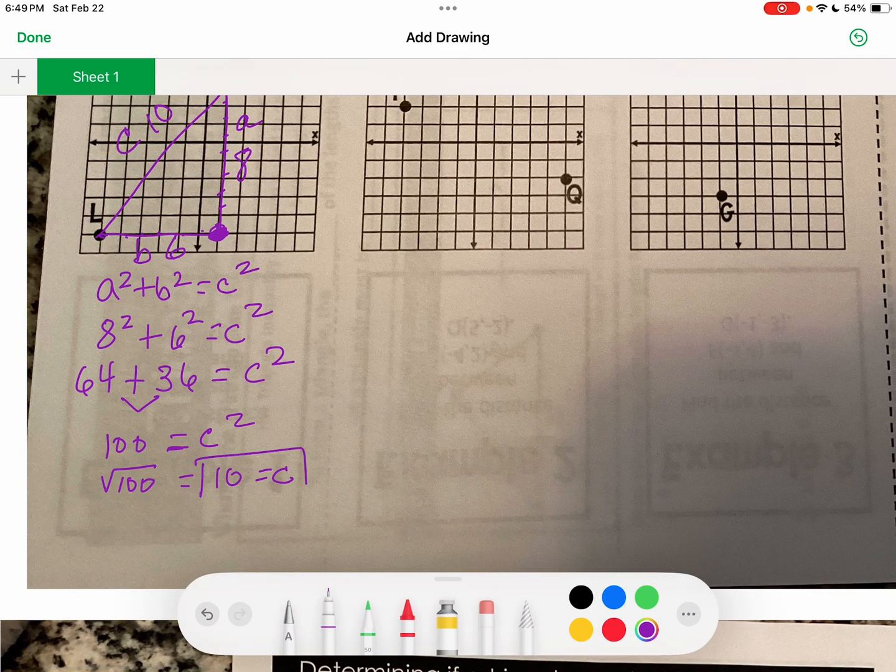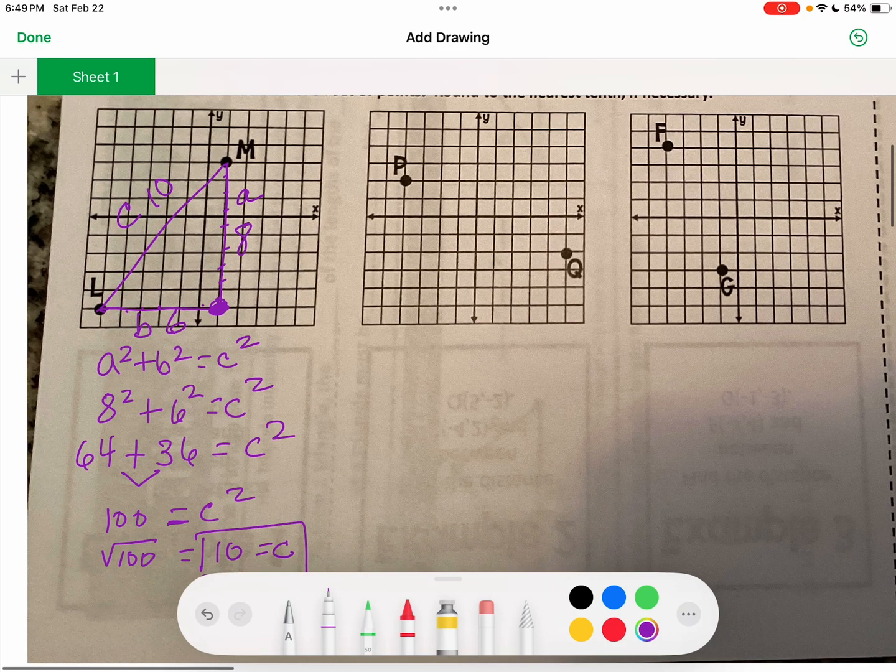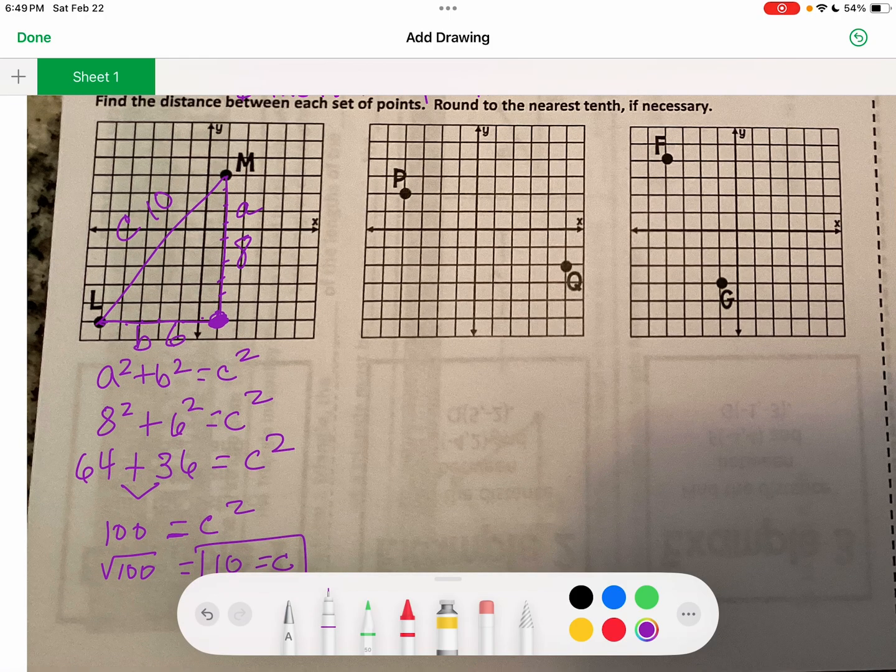And so this is going to be my answer. I know that the distance between point M and L is 10. Now, if I had looked at that, I could have estimated, but now I actually know because I used the Pythagorean theorem to be able to figure it out. All right, so let's try P and Q.